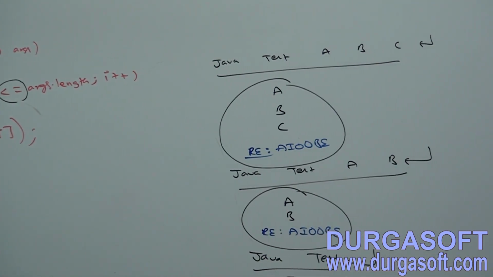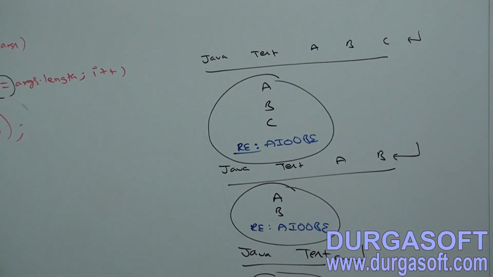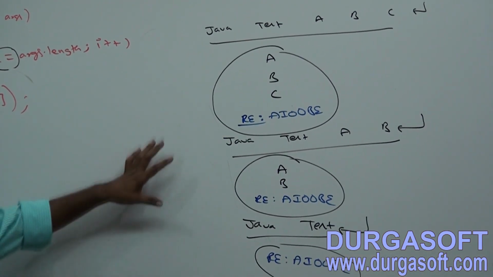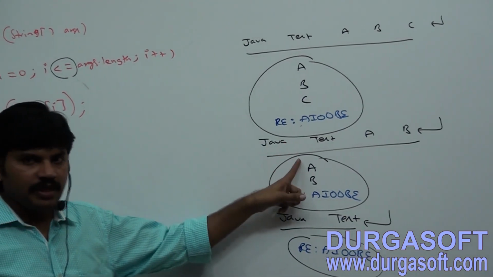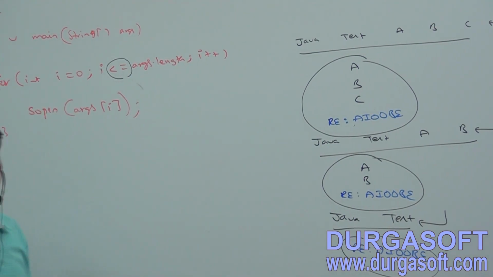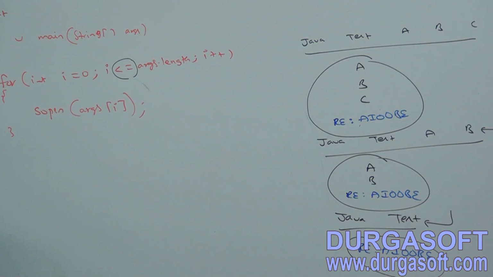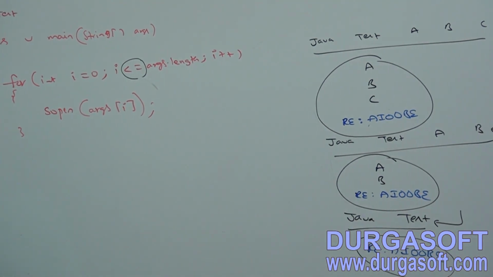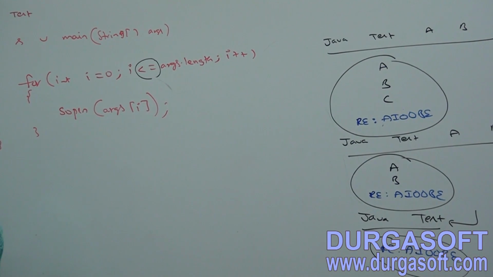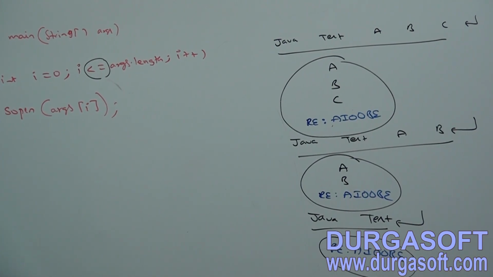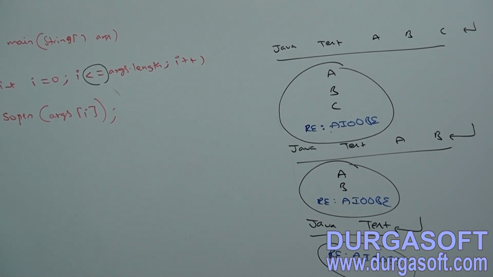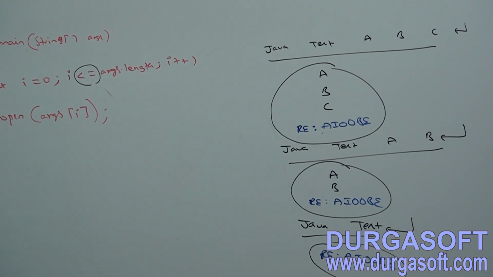Java test ABC: ABC followed by runtime exception, ArrayIndexOutOfBoundsException. AB followed by runtime exception. The last one is simply a runtime exception, because we are not passing any command line arguments, right? Completed, right? Make sure. So this is one possibility from the command line arguments, and a possible question for the exam.